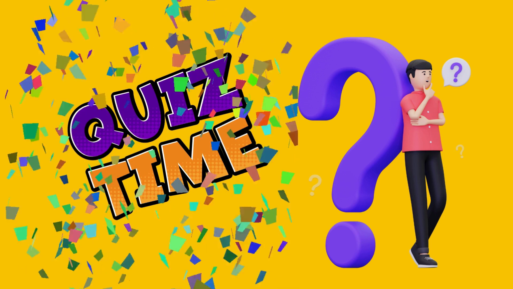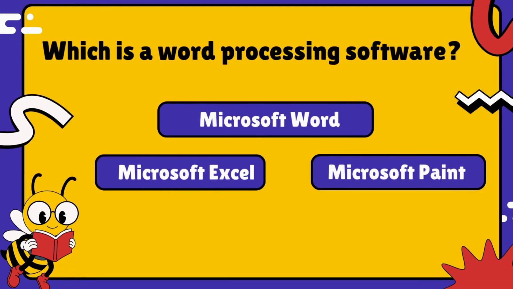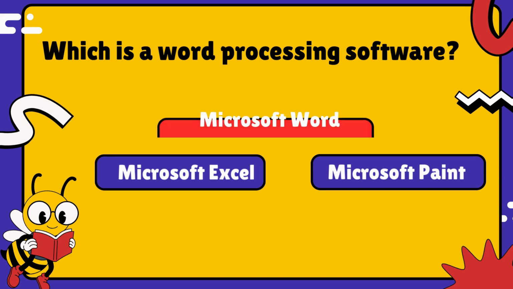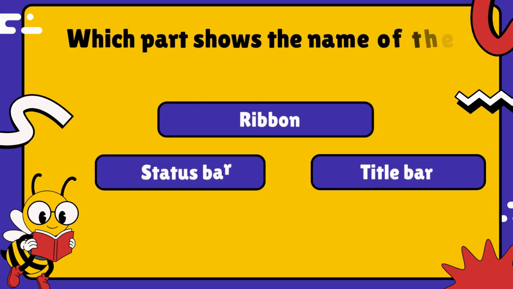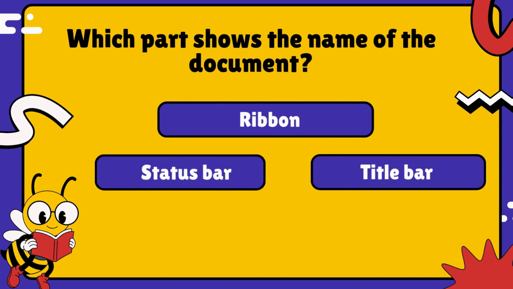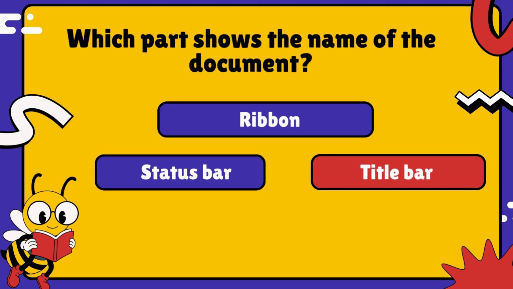Let's see how well you learned about Microsoft Word. Which is the word processing software? Your time starts now. Yes, the answer is Microsoft Word. Which part shows the name of the document? Your time starts now. Awesome! The answer is title bar.